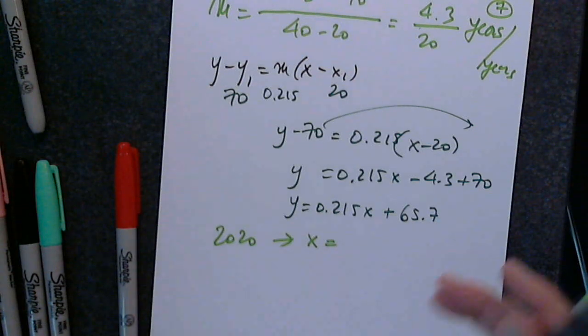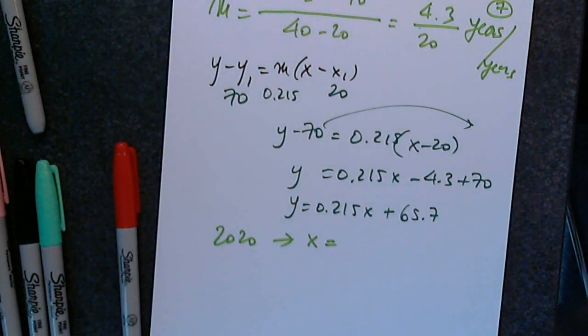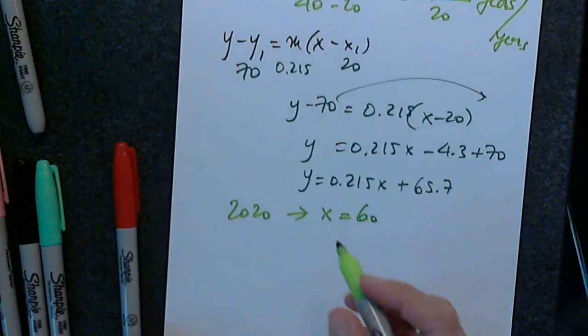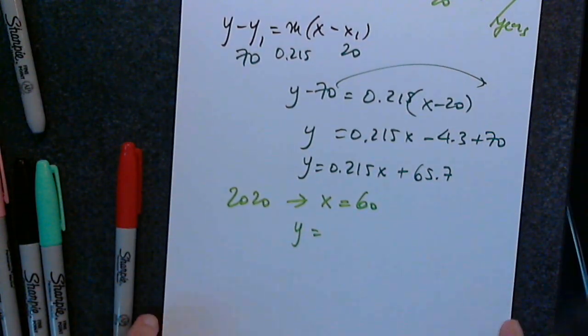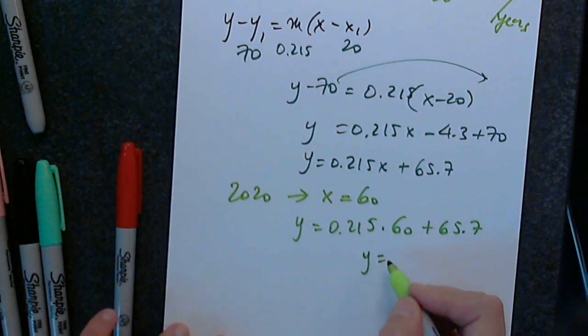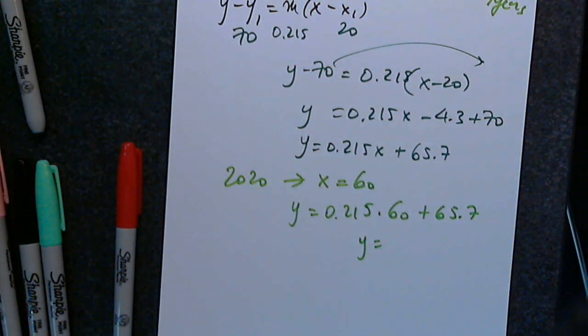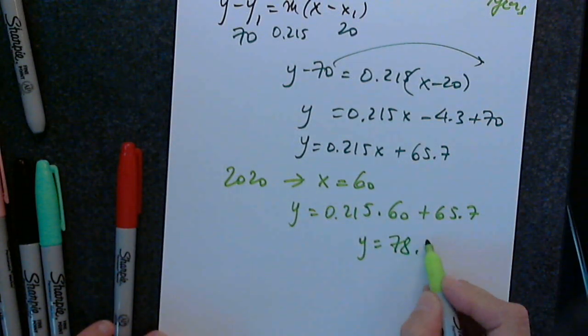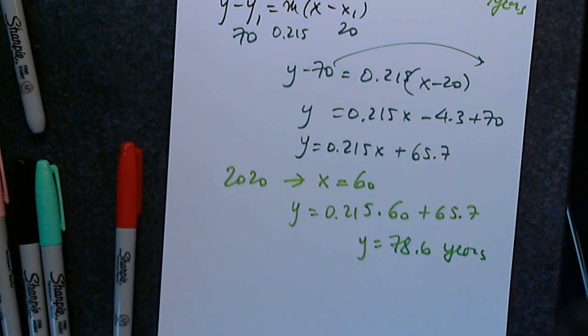Awesome. So now for 2020, what does that mean? That x is 60. So if the trend continues, we don't know in the future, right? 0.215 multiplied by 60 plus 65.7. If this trend continues, the life expectancy should be, I'm calculating it, 0.215 multiplied by 60 plus 65.7. And I got 78.6. Questions for me? Questions?